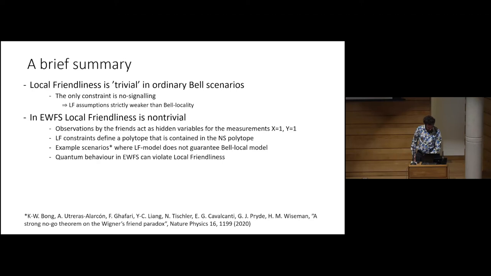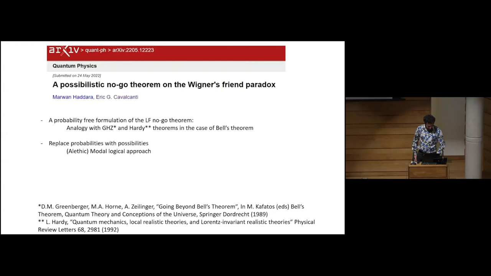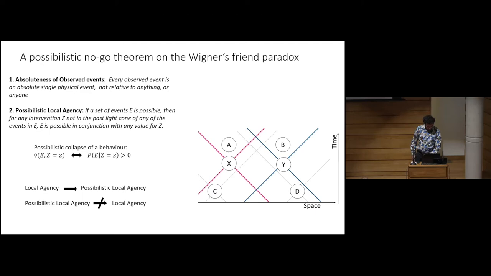So here's our present result. It's basically a probability-free formulation of that no-go theorem. So basically like what the GHZ and Hardy theorems are to Bell's theorem, this result will be like that. We do this by replacing every reference to probabilities with possibilities, and possibility, necessity, and those types of things are the topic of this branch of modal logic, which is known as alethic modal logic. So in our work, we treat it like that. But what I'm going to do today is just to show you an informal argument that does not require knowledge of that. So here we go.